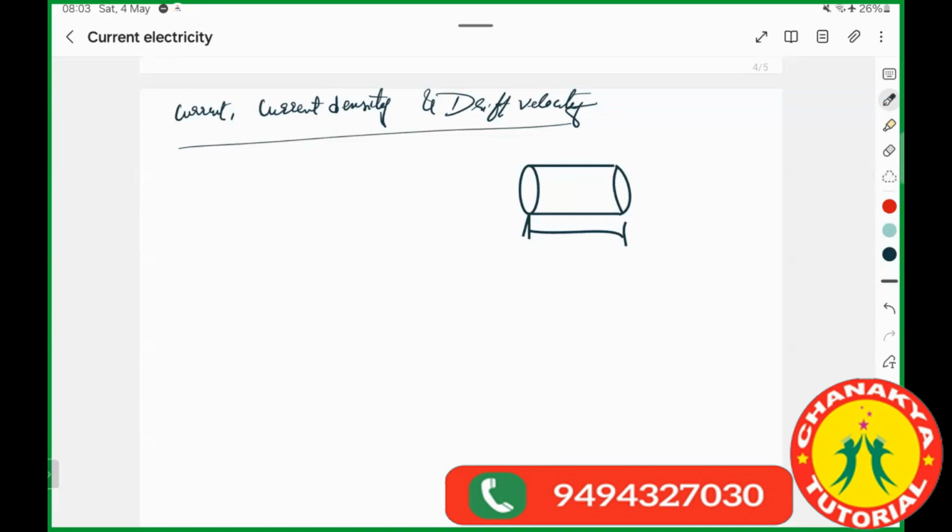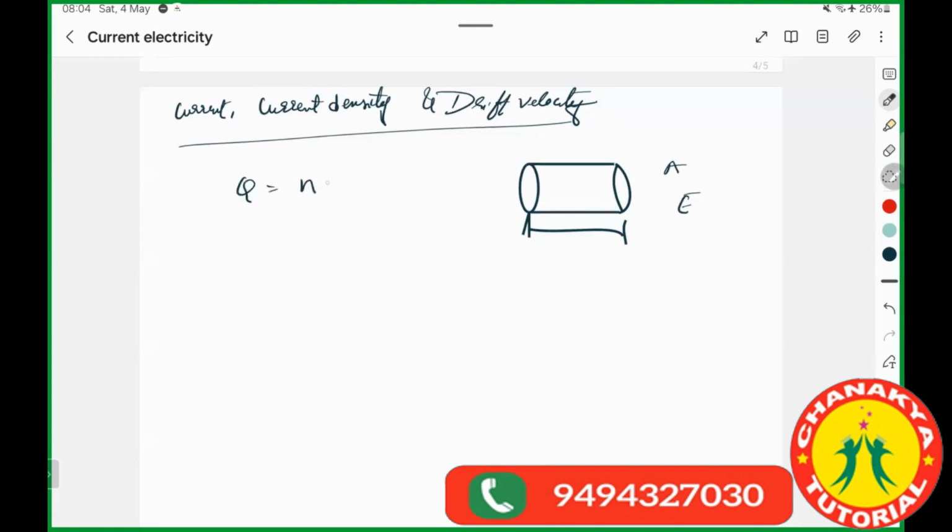Okay, so we are considering something cylinder-type. Its area of cross section is A. Then if an electric field E is passing through it, all this is the standard thing. So the number of free electrons for that charge equals n times A, v_d, delta t. Now, how did we get this?